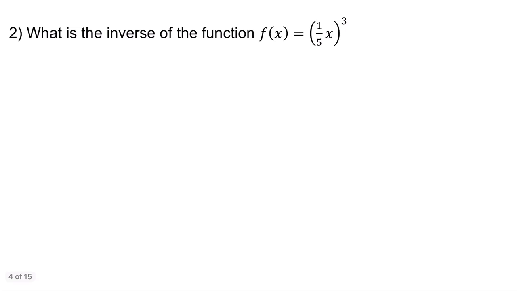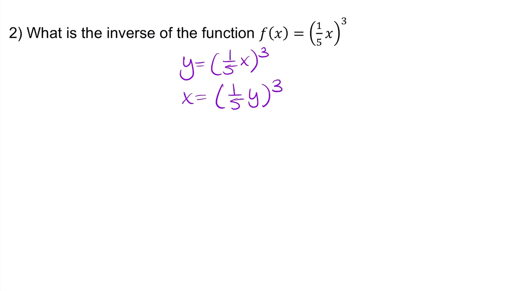So now in this problem, it wants us to find the inverse of the function f of x equals 1/5 x cubed. So remember, always when we're finding the inverse, we switch f of x to y. So we have y equals 1/5 x cubed, right? And then we're going to switch x and y. So we have x equals 1/5 y cubed. So now we need to work on getting y by itself, right? We need to isolate y.